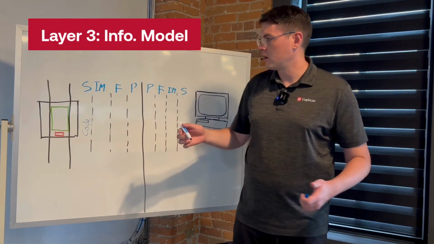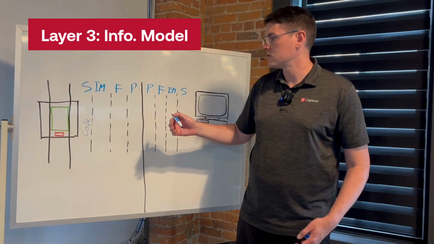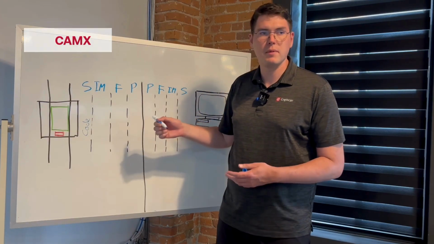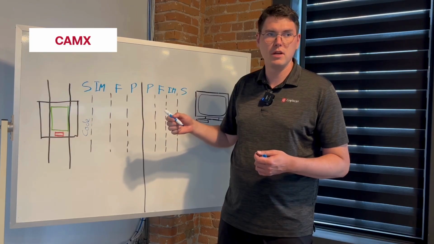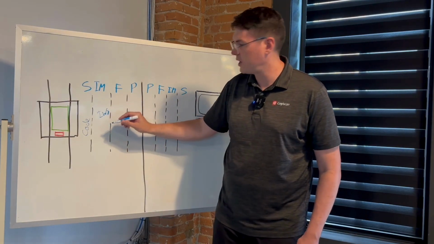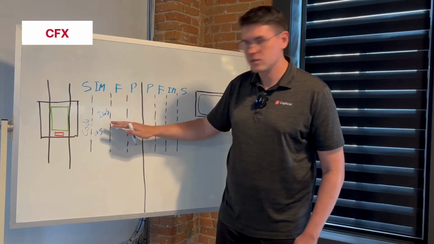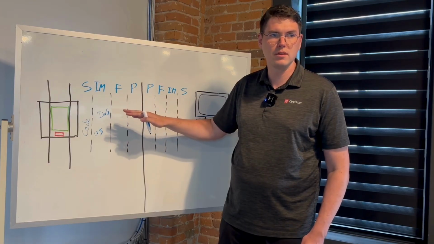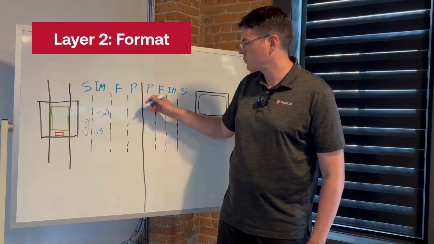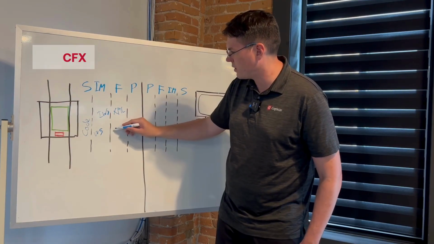On the field, you may encounter some proprietary model most of the time, or otherwise you also have some standards, which are CAMX and CFX. The CAMX information model would be an item work start. So this is where the barcode information would be located. On CFX, it would be work started. So two different information models that can get populated. Then it will get to a specific format. For CAMX, it would be XML, and for CFX, it would be JSON.